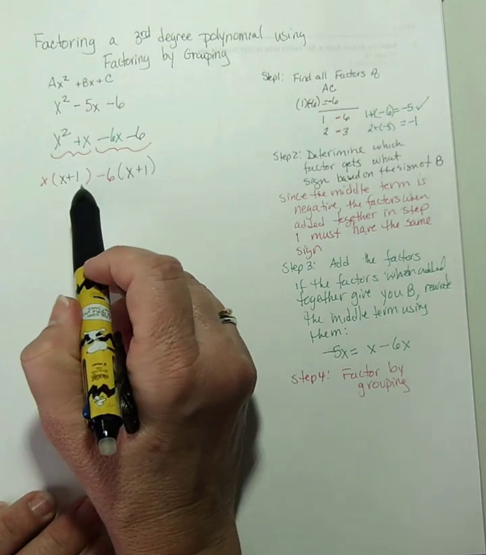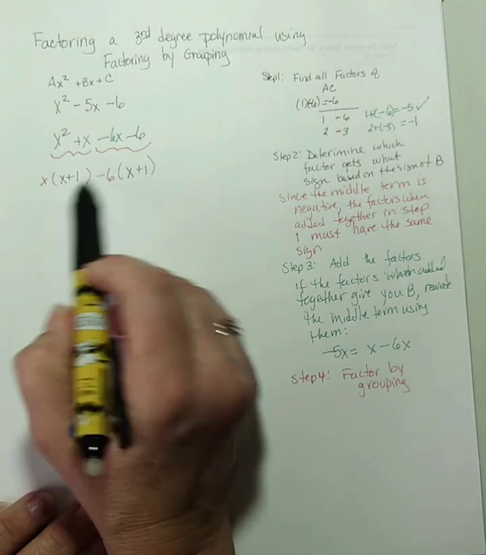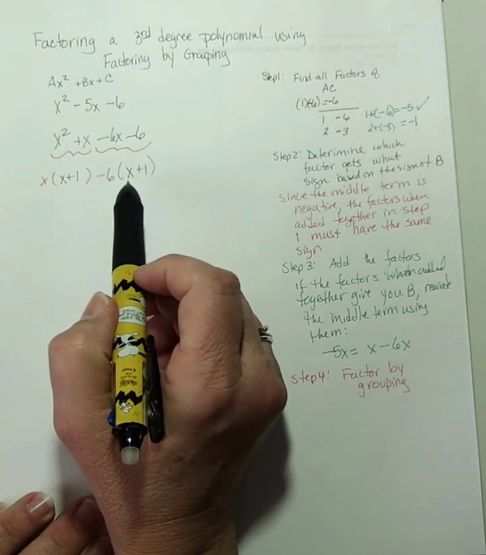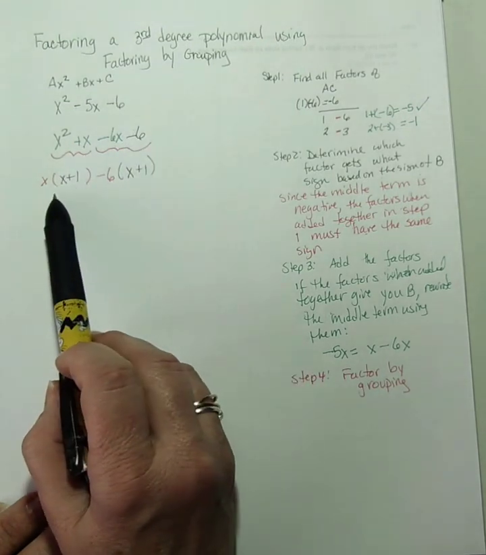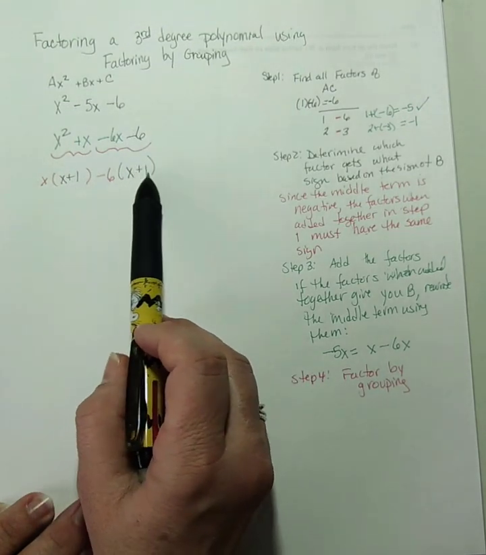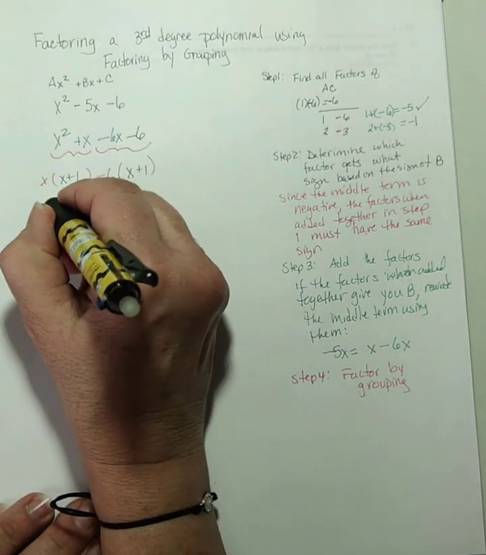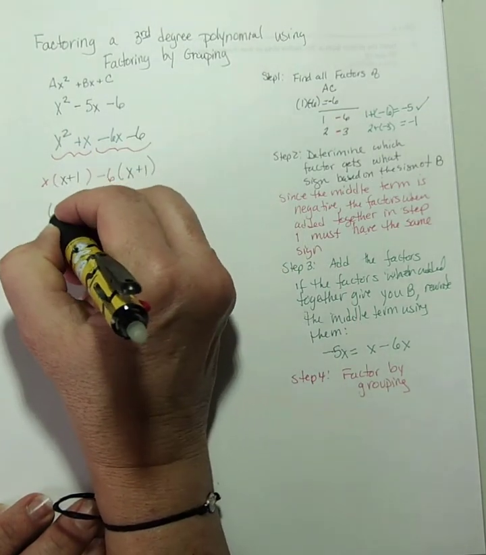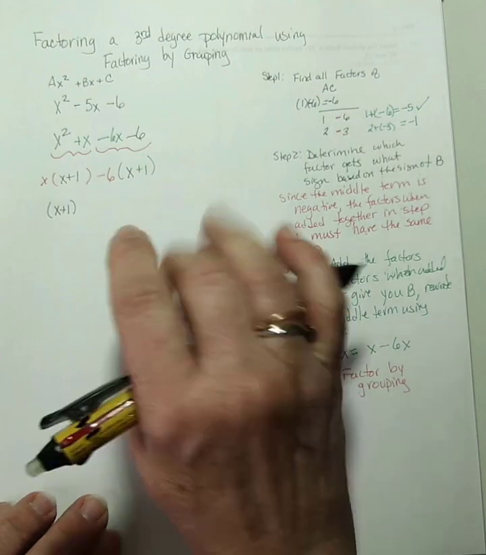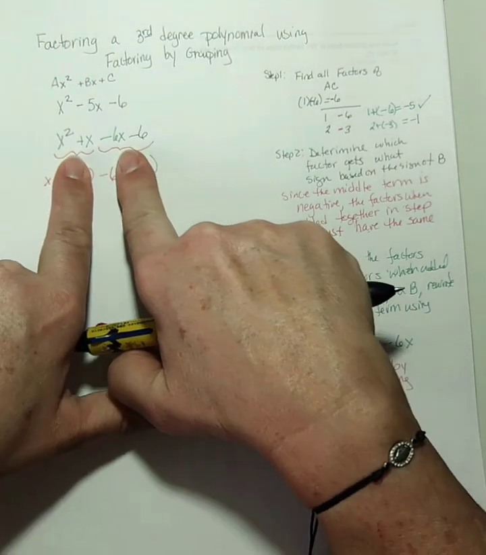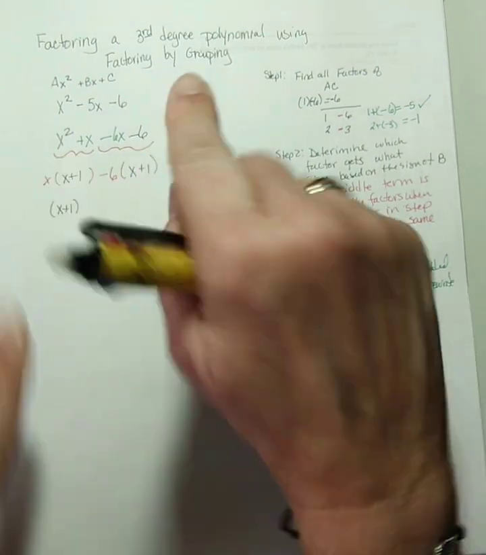Now look what we have. We have two terms, because these are being multiplied, and I look at what factor is the same in both of them. I see that x plus 1 is in both of them, so I can factor out an x plus 1. When I factor out an x plus 1, I'm left with x minus 6.